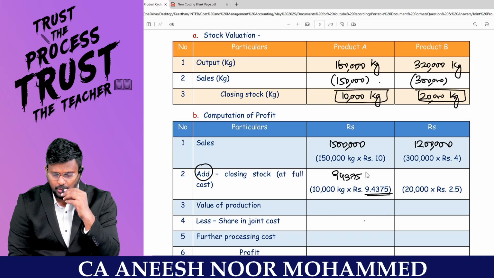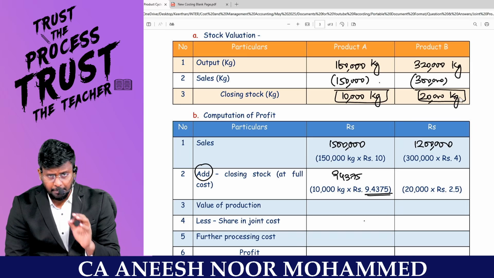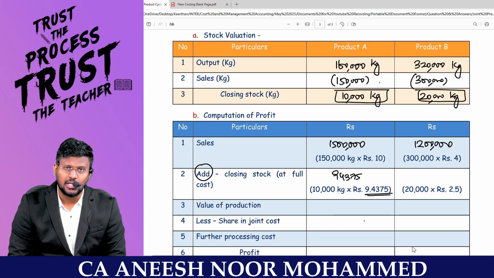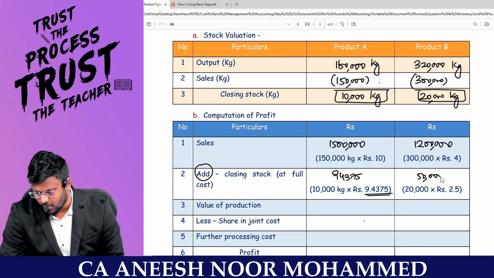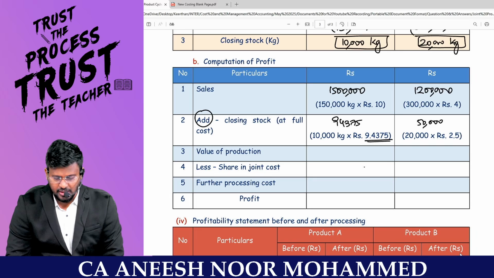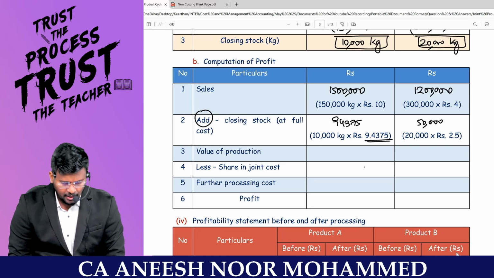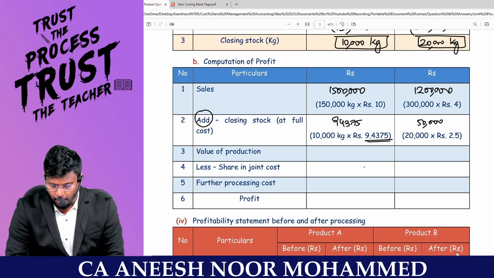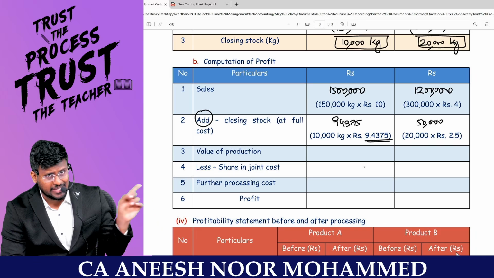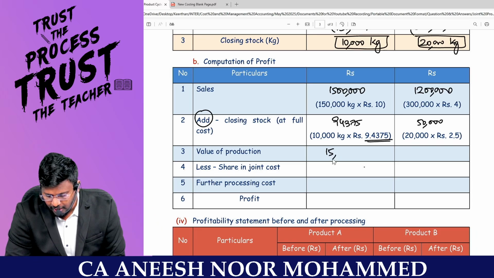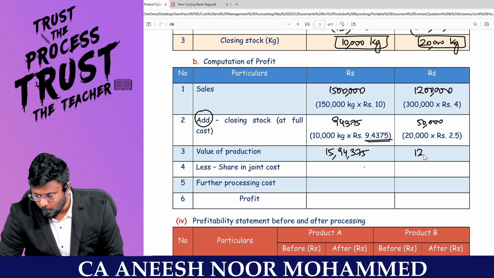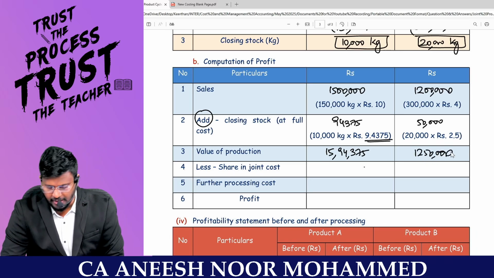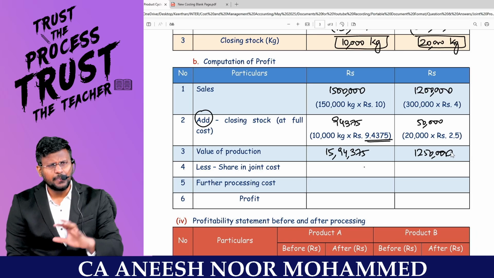So I have valued the closing stock. And for product B, I am having 20,000 kg. Every kg should be valued at 2.5. So 50,000 rupees is the value of the closing stock. If I add, my total value of production, that is sales plus closing stock, will be 15,94,375. Fantastic to the core. And here 12,50,000 rupees, my dear lovable students. This is my total sale.